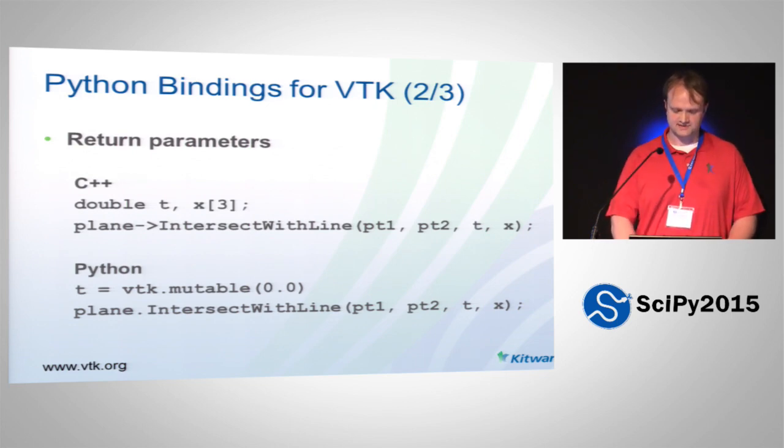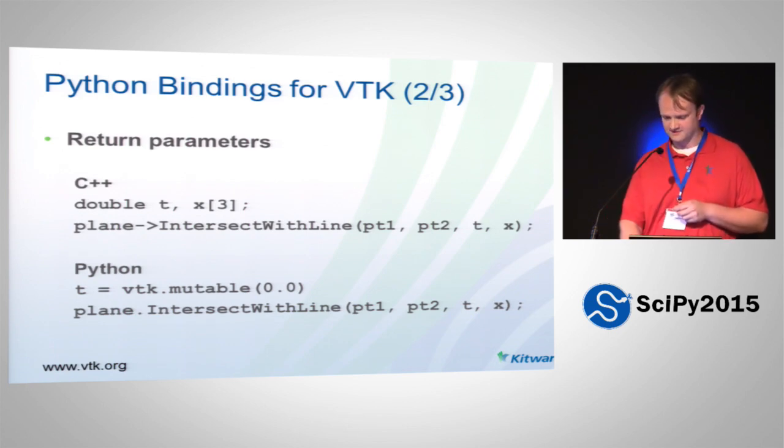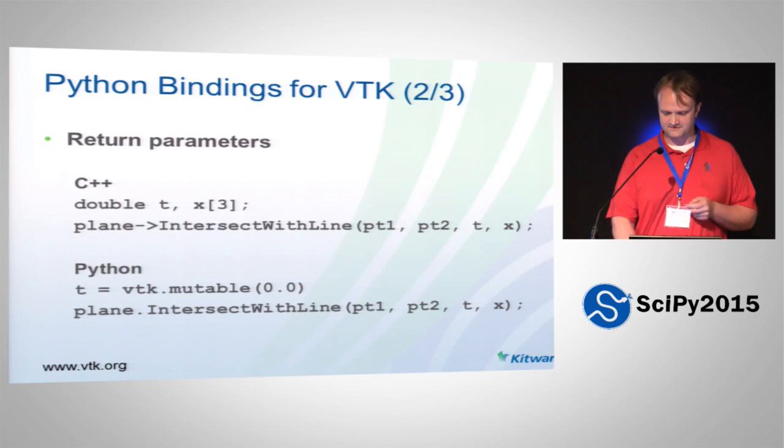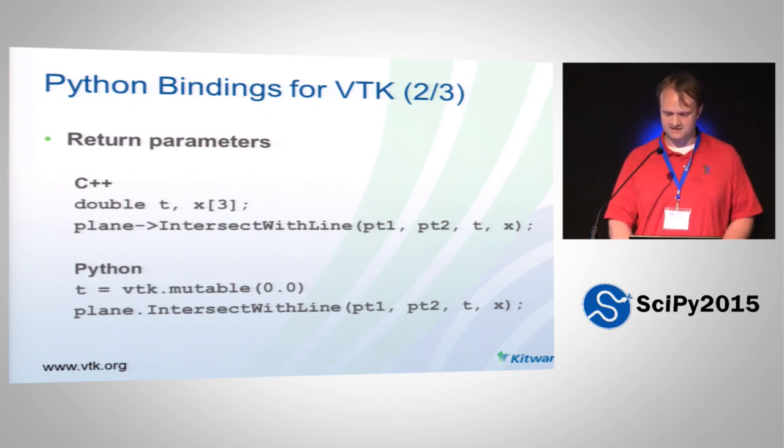So in this case, we want to find the intersection of a line with a plane, and if the line is parameterized from 0 to 1, where that intersection happens on the line is returned in this t variable. So in Python, we have basically the same code call, but with a special type, this VTK mutable type that supports the return parameter. Kind of pass by reference semantics here.